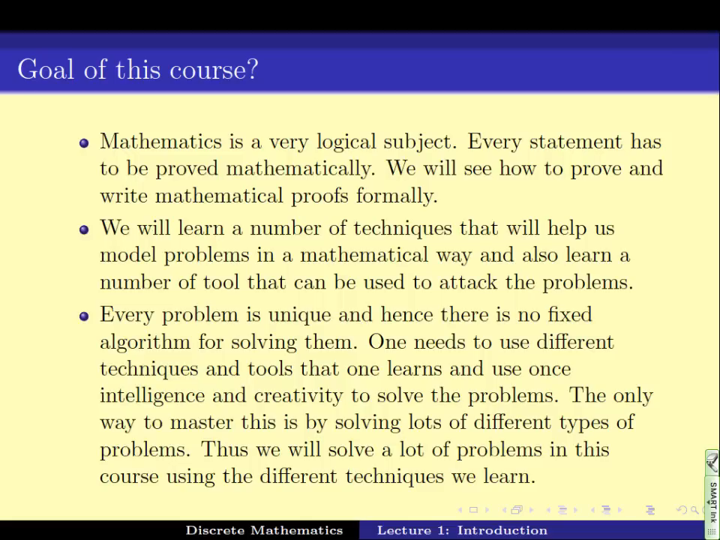This requires a lot of creativity, and the only way you can develop this creativity is by practicing a lot. Hence, we will be solving a lot of problems in this course using different techniques that we learn. In other words, in this course we will see how to attack a problem, how to use various techniques and tools to solve the problem, and how to write a mathematically formal proof for it.